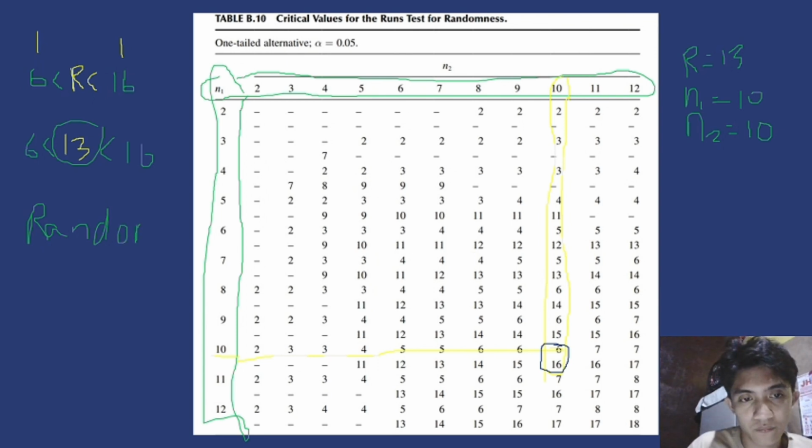That's how we test the series of events, if it is random or not, for small data. So let's have our interpretation.